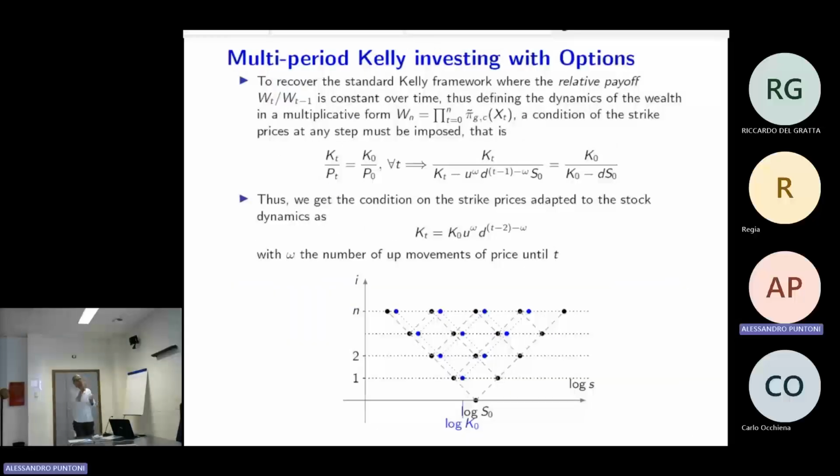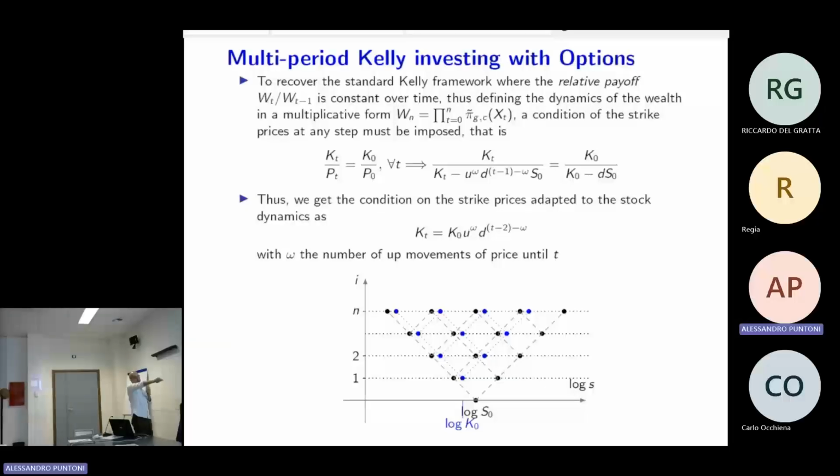Let's say this is just a technicality. What is the assumption of the Kelly problem? The assumption of the Kelly problem is that the payoff at each time is always the same, because in this way we can write the equation of the wealth in a multiplicative form. So the intuition is that we define a given strike price at the beginning. This defines the particular payoff at time 1.